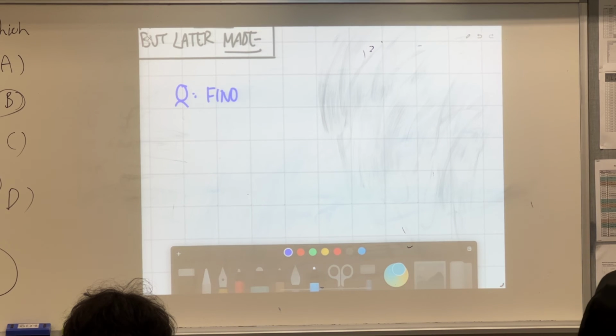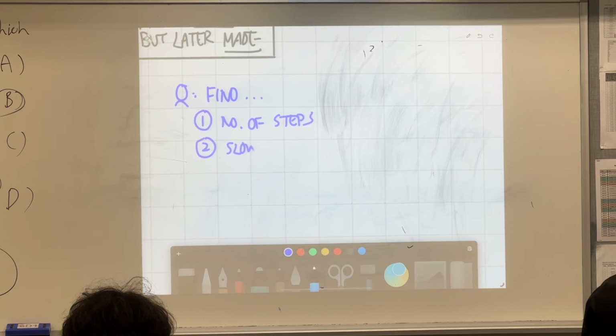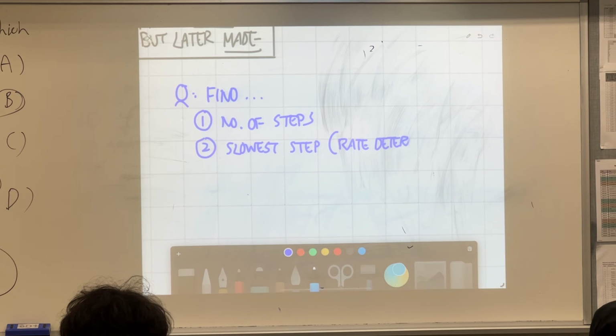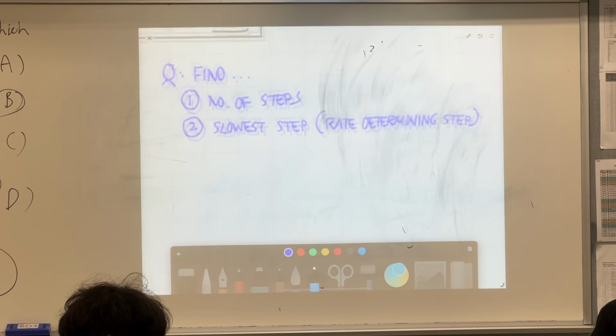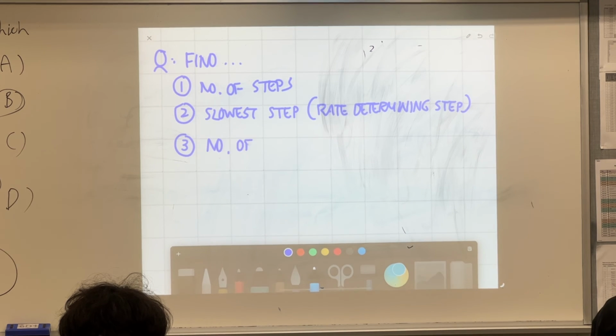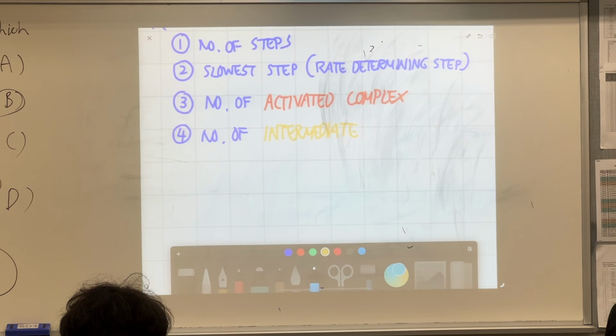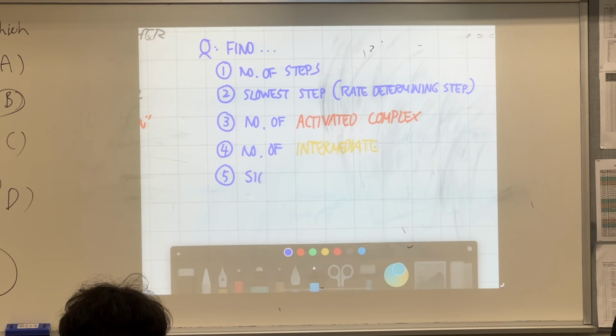So find, number 1, the number of steps. Number 2, the slowest step. The slowest step has another name: we call that the rate determining step. If you have a reaction with multiple steps, there's always a step that takes the most time. That step is called the rate determining step. Number 3, how many activated complexes are there. And number 4, the number of intermediates, how many are there? And number 5, you may be surprised that you can find so much from just a single graph: the sign of the delta x.